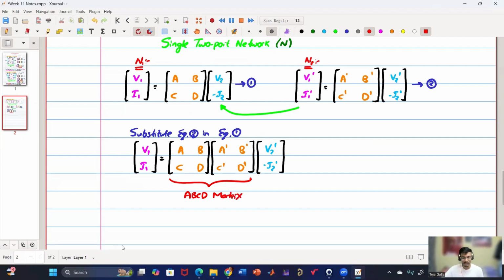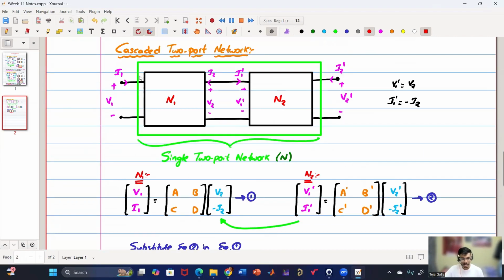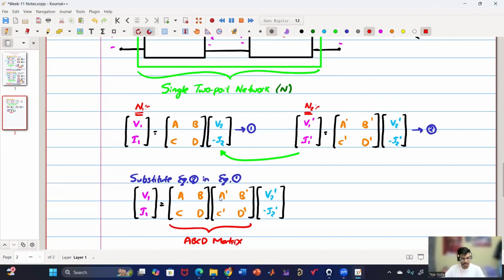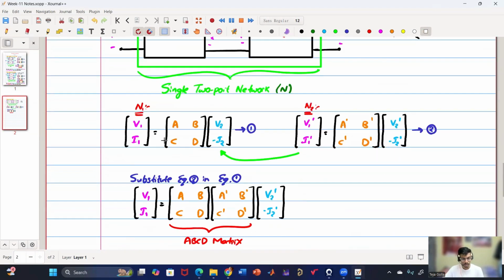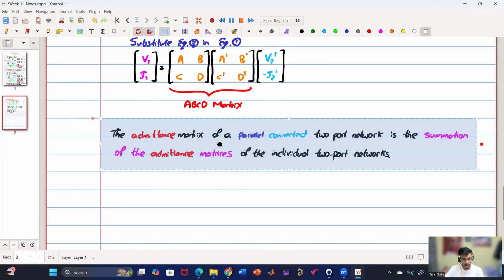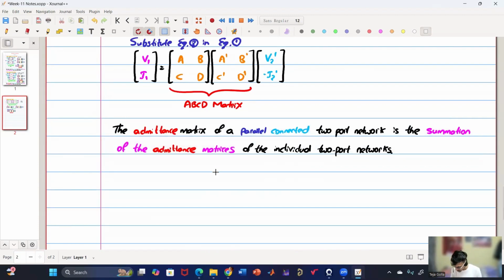So is this clear why we are using the ABCD matrix and how it is going to help us get the relation between the input and output in a simple way? Yes, sir. If you have to summarize, yes. Any doubts?